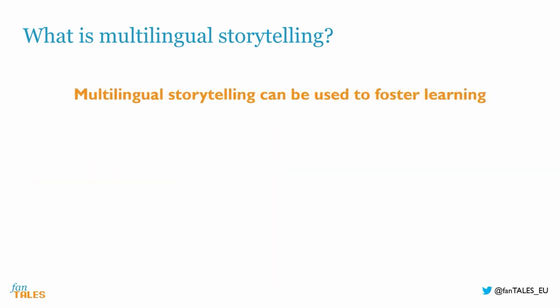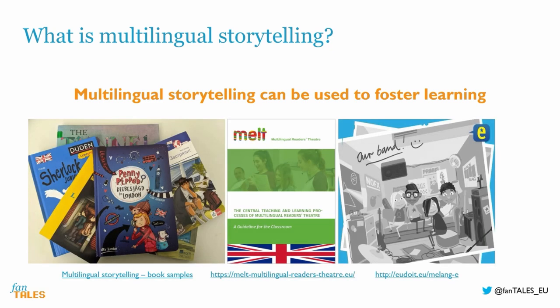In pedagogic texts, multilingual storytelling can be used to foster learning. For example, in the MELT project, multilingual theater scripts were created to help young learners develop their reading skills in multiple languages. In the Sherlock Jr. series, English dialogues are combined with German inner monologues and German narration, thereby making it easier to understand for German-speaking children who are just starting to learn English as a foreign language.